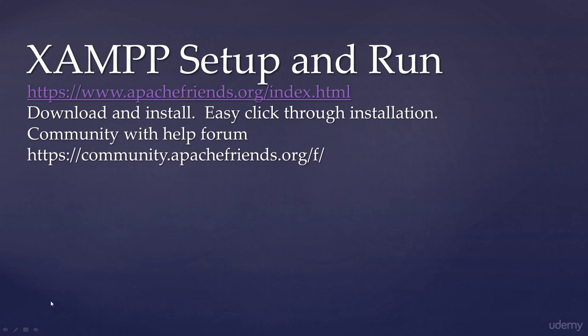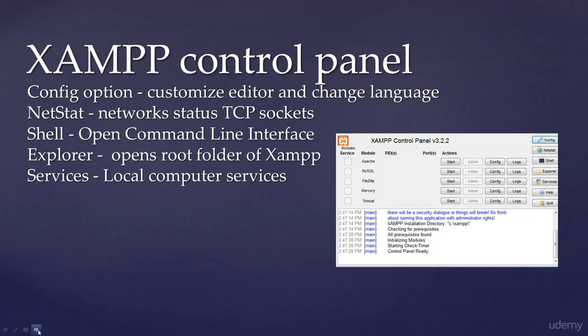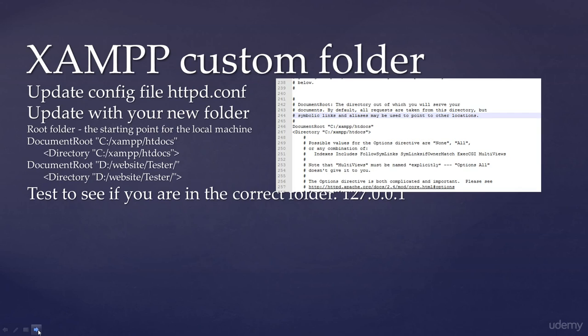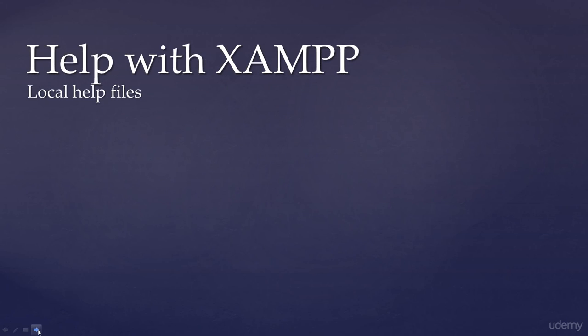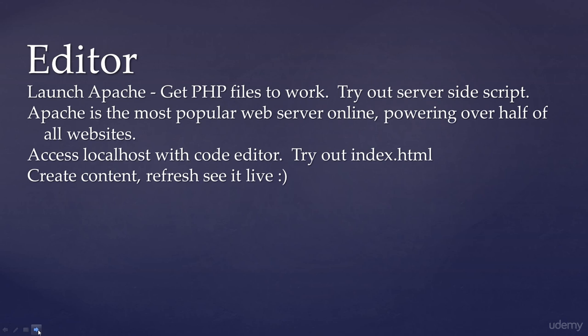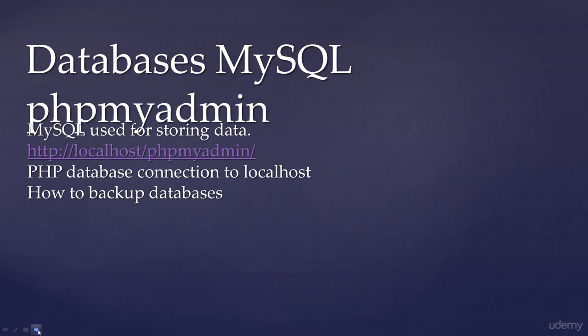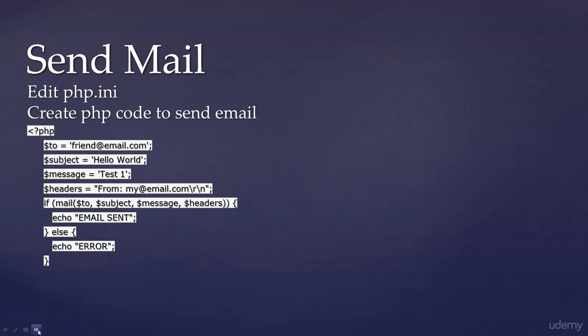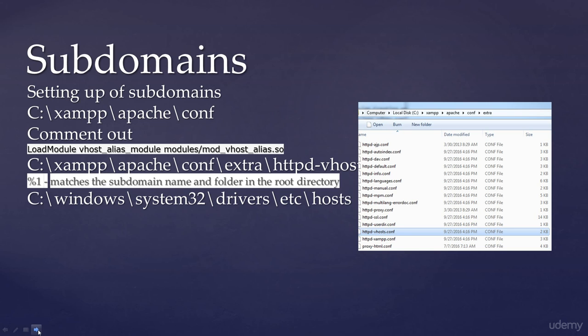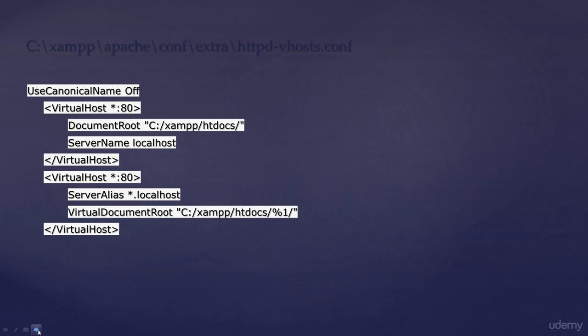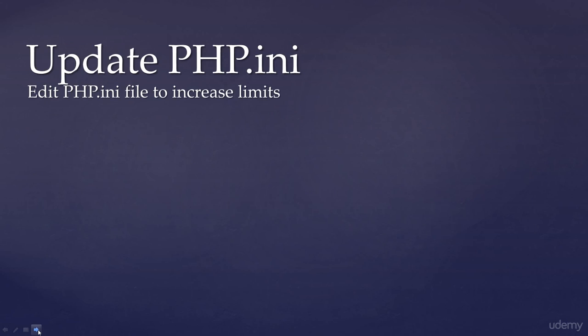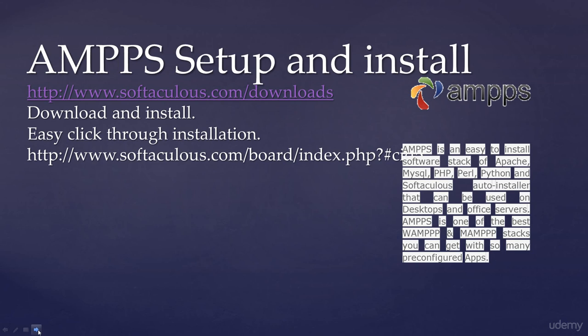So again, we're going to be running through how to set up XAMPP, so where it's located, how to get more information about XAMPP, looking at the XAMPP control panel, and custom folders, where they're located, how to FTP, where you can get more help with XAMPP, how the editor works within XAMPP, how to access your database information, so phpMyAdmin, how we can send mail within XAMPP, how we can set up subdomains within XAMPP, how we can have multiple hosts, how we can update and configure the PHP INI file, and how we can test our PHP.